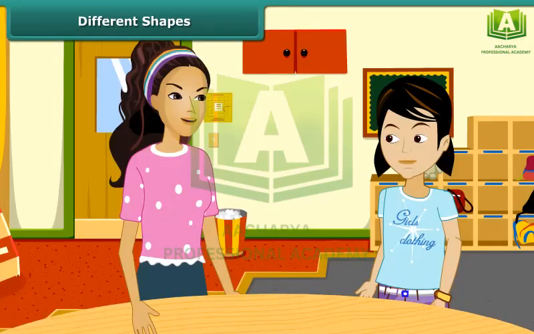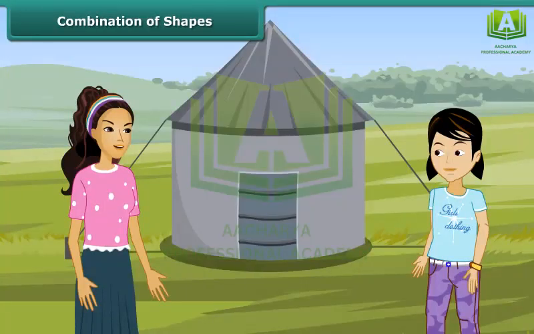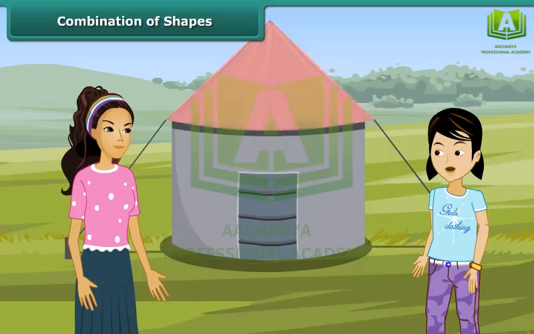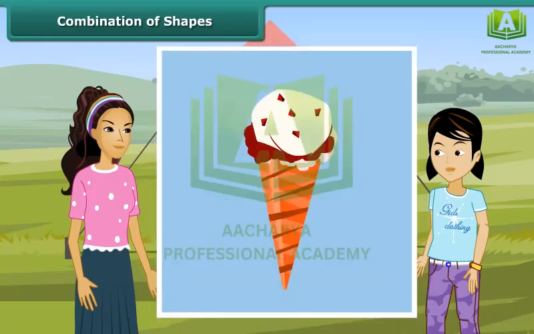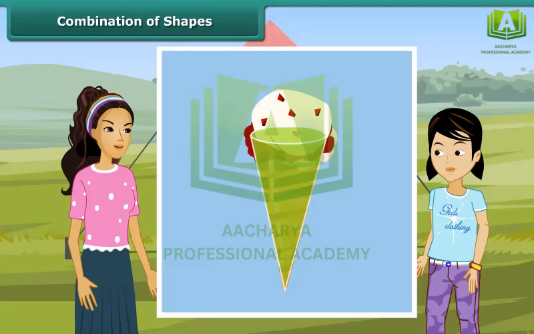Wow, Rita, you are learning so fast. Tell me more about these shapes. Come. Rita, look at this tent. This is made up of two shapes. Can you tell the names of the shapes? Yes, I can see the shapes. One is a cone and another is a cylinder. Correct. Similarly, we have an ice cream. We can see that it is a cone surmounted by a hemisphere.